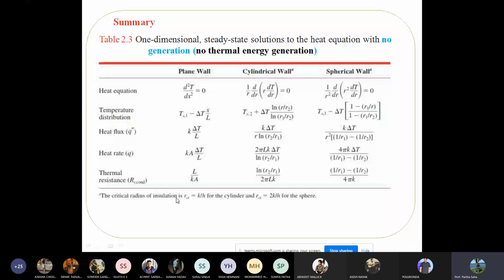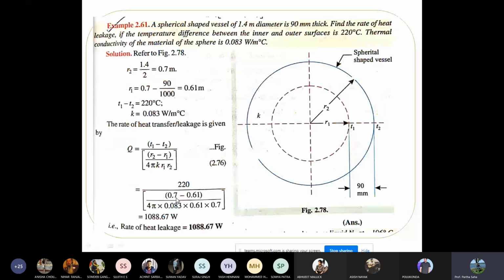Let us look at some numericals for spherical problems. A spherical shaped vessel of 1.4 meter diameter is 90 millimeter thick. Find the rate of heat leakage if the temperature difference between the inner and outer surface is 220 C. Thermal conductivity of the material of the sphere is 0.083 watt per meter C. This is a very straightforward problem.